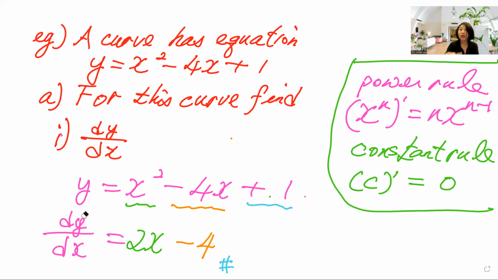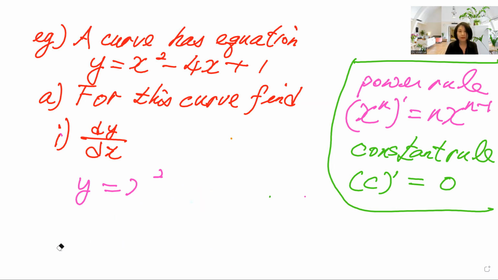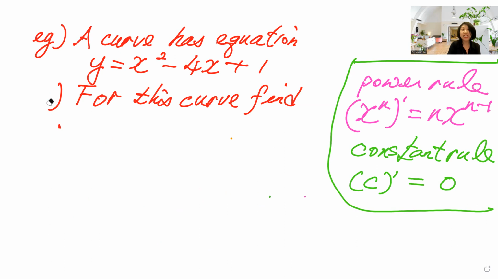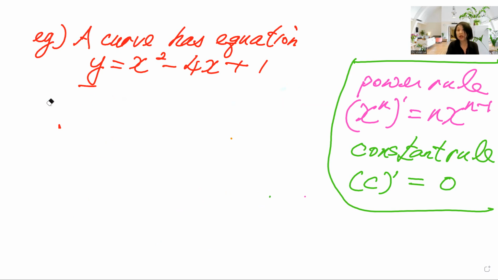Now, let's do the second one. This is the first part. Okay, let's go for the second part. I erase it, okay? You can write it down and look back at the answer, because I need space to write things. That's why I need to erase. Okay, the second part, they are asking you to find what?